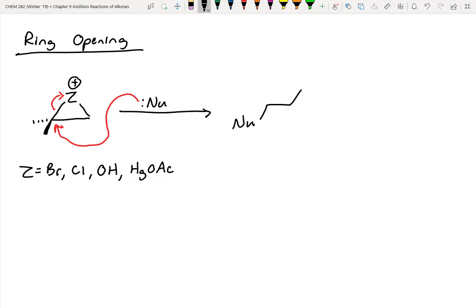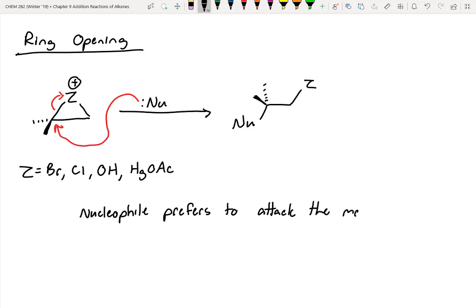And you'll get a ring opening reaction where Z will be anti to your nucleophile. And essentially, it's like an SN2 reaction, right? We've got a really good leaving group, which is Z, and we're going to slingshot that open. So remember that your nucleophile prefers to attack the more substituted carbon.